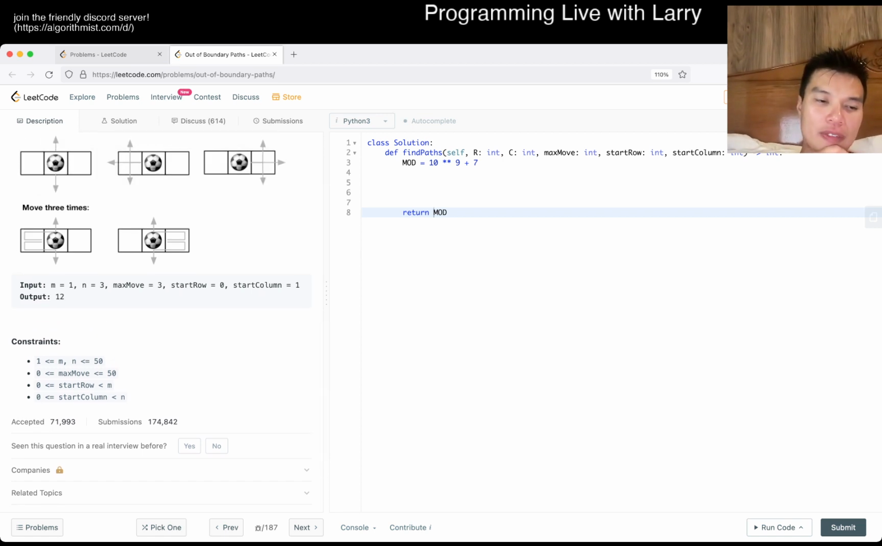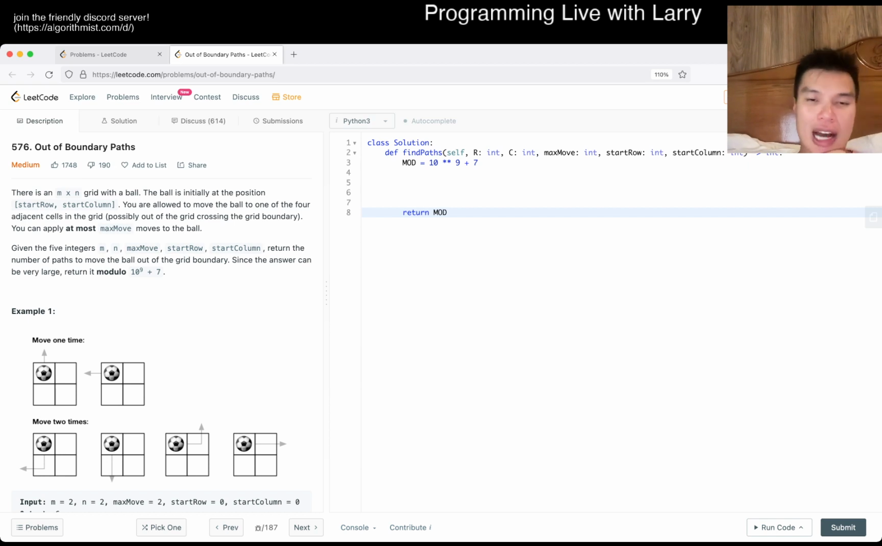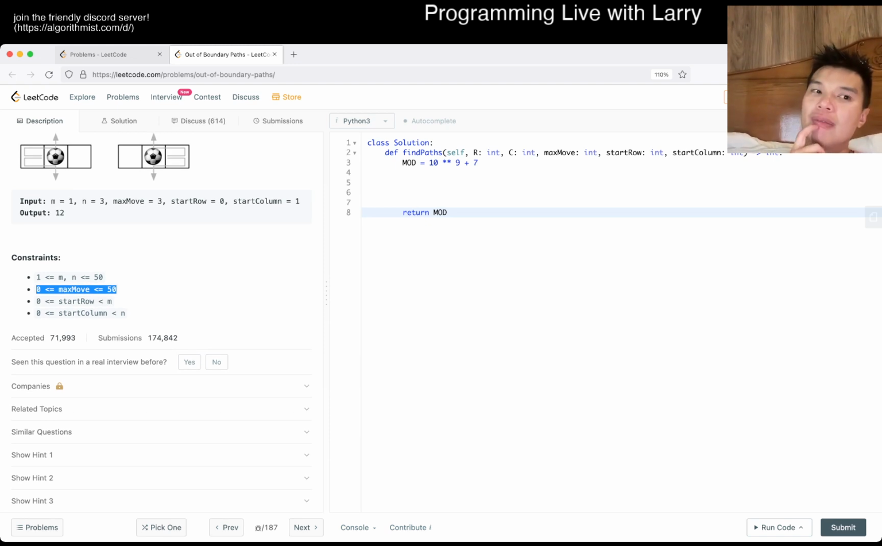Okay, so the big thing to notice is that max moves is 50. That means that you can do one of two things, which is either dynamic programming or memoization, top down or bottoms up. Actually, there's one more thing that you can do, but maybe I'll talk about it a little bit later. Though for this case, there are probably too many rows and columns, maybe. But in any case, it's just something to think about in general.